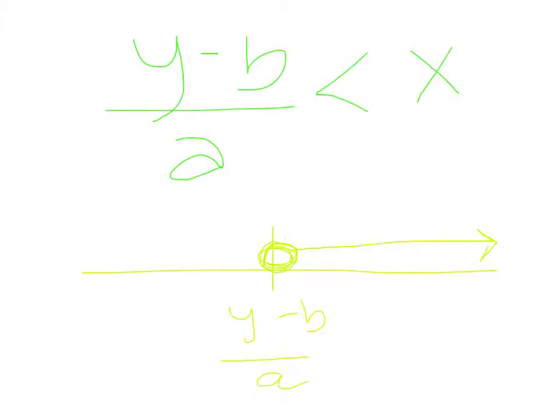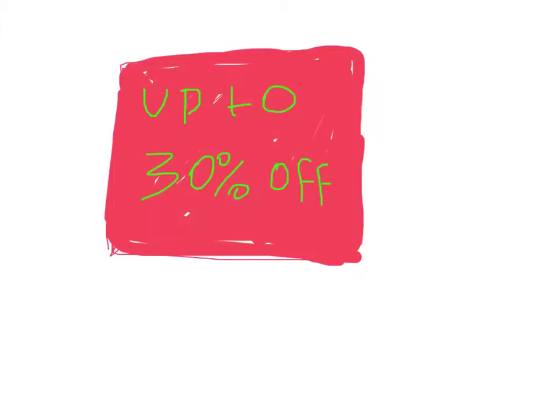So when a store says things like up to 30% off, that really means it's less than or equal to 30%. That's how inequalities are used in everyday life.